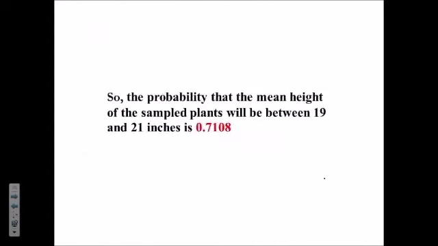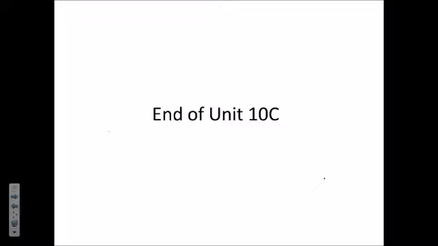So in summary, the probability that the mean height of the sample pea plants will be between 19 and 21 inches is 0.7108, or about 71%. This is the end of Unit 10C.